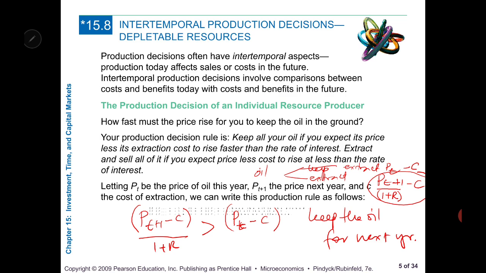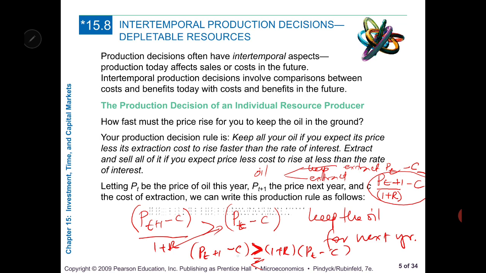So as simple as that. Okay, in your textbook it's written like this: PT plus 1 minus C must be greater than 1 plus R times PT minus C. So they brought this one up. Okay, but the decision rule is still the same. If this one is higher, then keep the oil for next year. If it is the same, then the company is indifferent. You can extract the oil this year or next year. Yeah? If it is less, it's better to extract now.